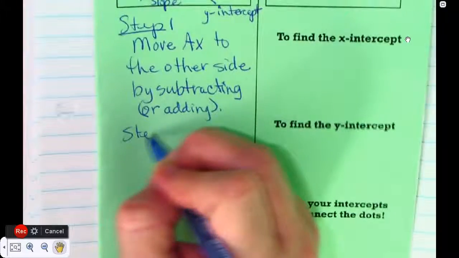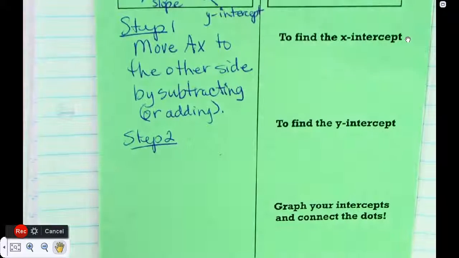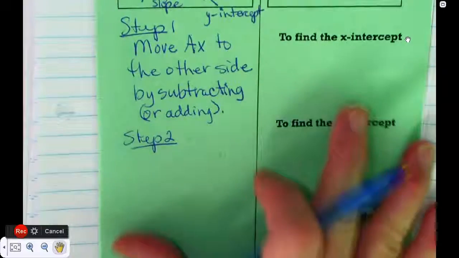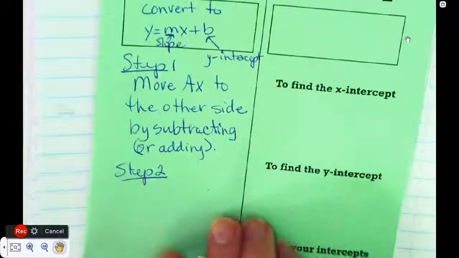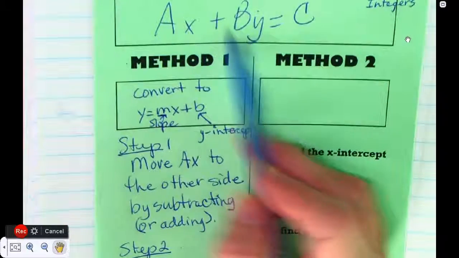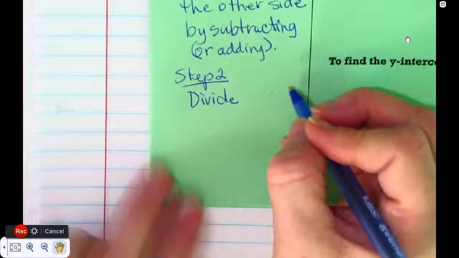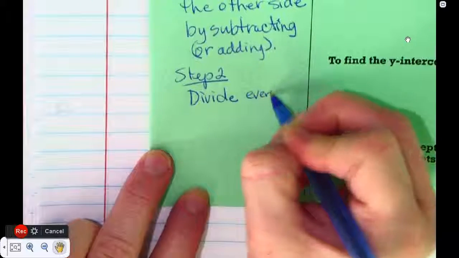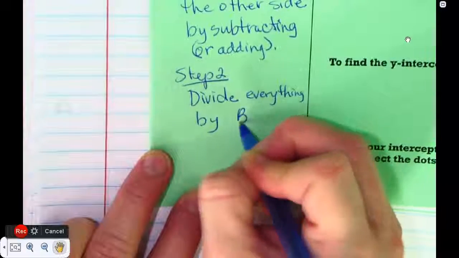So step 2 is what? What would step 2 be? You got your ax on the other side. What's wrong? You've got to get rid of that b, huh? So you're going to divide everything by b.